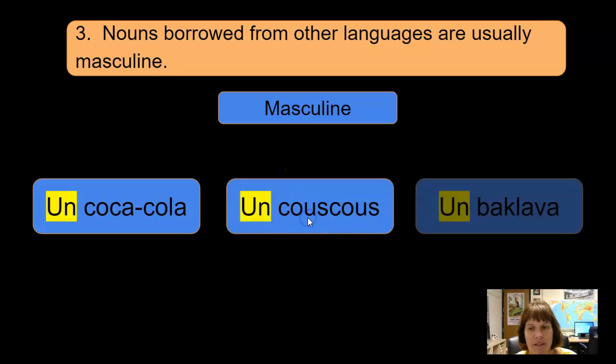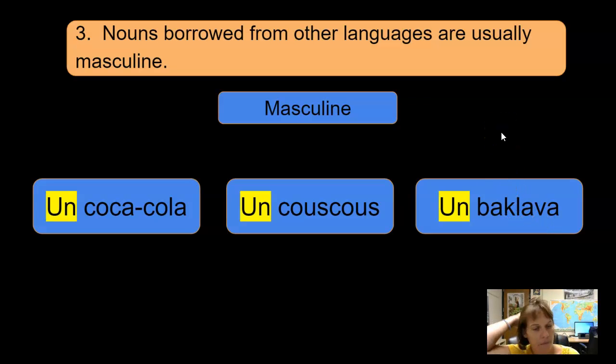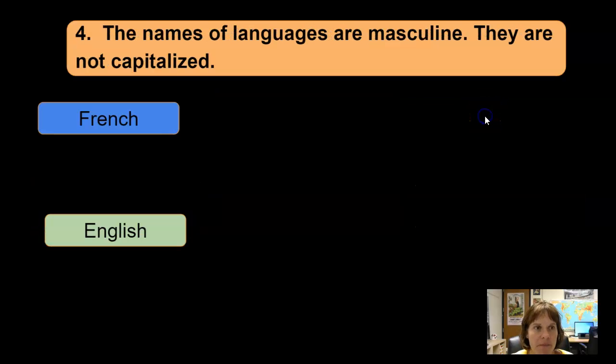Un couscous. Un baklava. Notice that these are all different national dishes. You have Coca-Cola, which is a drink, couscous, which comes from north of Africa, baklava, that is a Turkish dish. And so they're talking about different types of food, which can be harder to introduce. But when there are borrowed names from different languages, they're most likely going to be masculine.